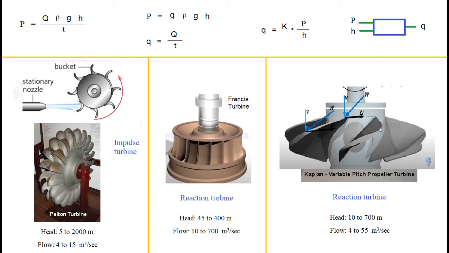If we consider the first turbine on the slide, that is the Pelton turbine, which has a bucket type shape of blade, then it receives water in a tangential direction. After giving torque to the shaft, water is released in a vertical downward direction. This turbine is considered an impulse turbine since the kinetic energy of water is converted into mechanical torque. Pelton turbines work in the range of 5 to 200 meters of head and at a flow rate in the range of 4 to 15 cubic meters per second. A Pelton turbine has a mechanism of nozzles to force water on the blade surface.